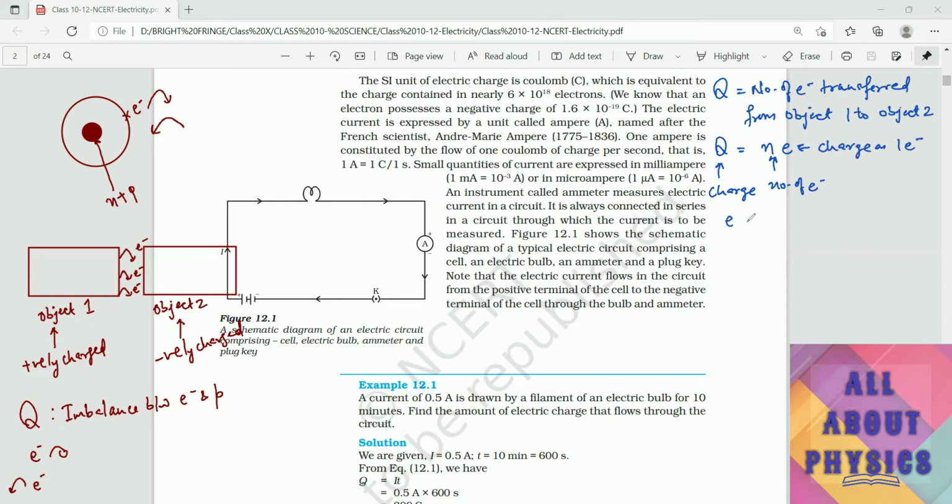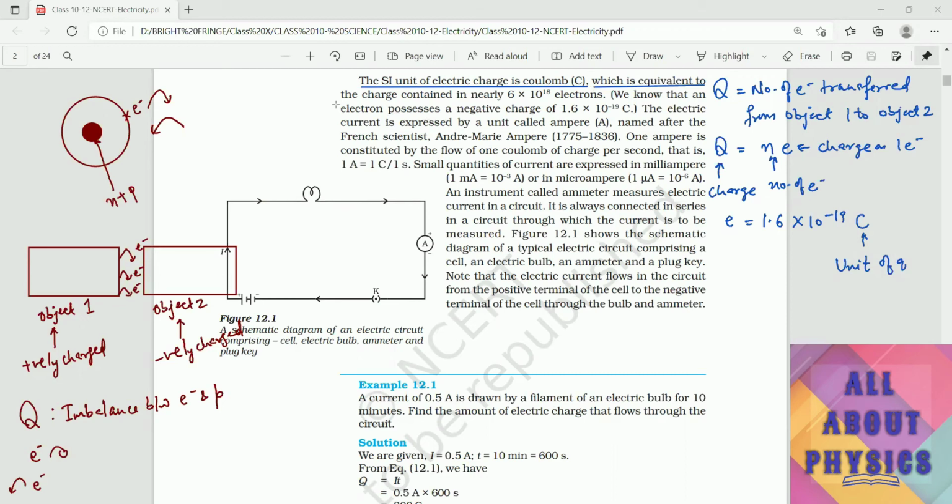And the value of this electronic charge on one electron is 1.6 × 10^-19 coulombs. So coulomb is the unit of charge. This is the unit of charge, and you can underline it in your book as well. The SI unit of electric charge is coulomb. Clear?